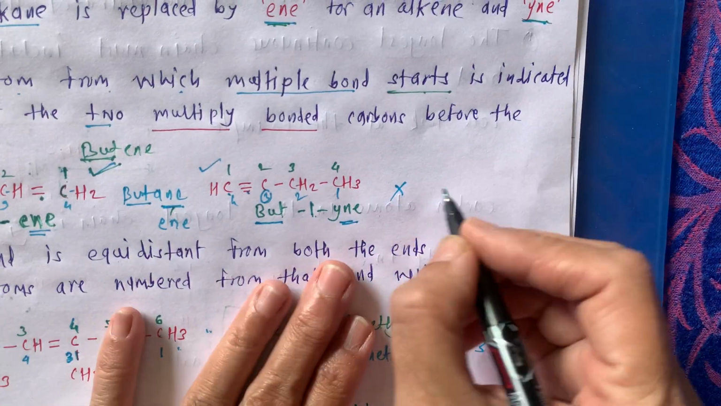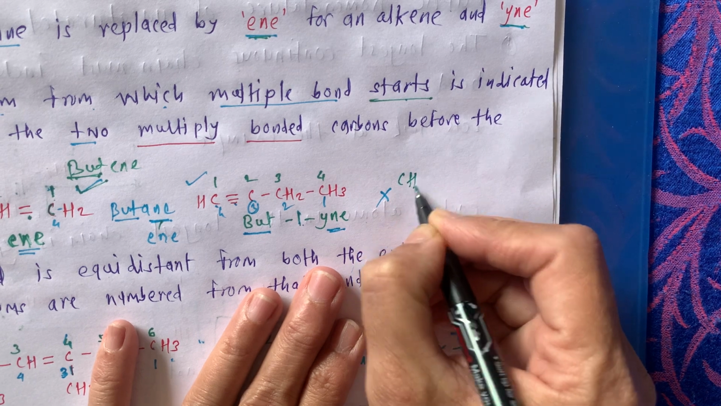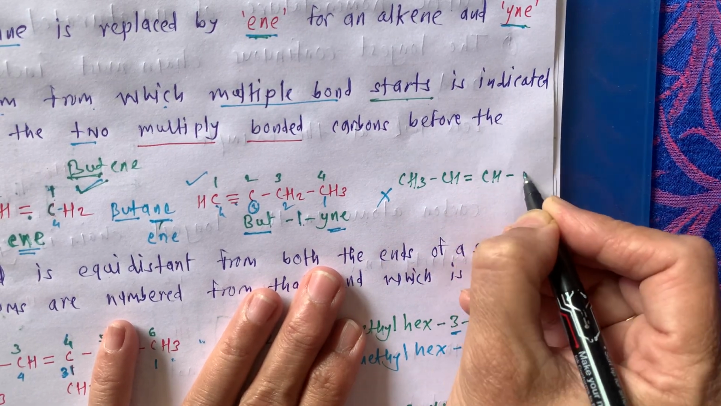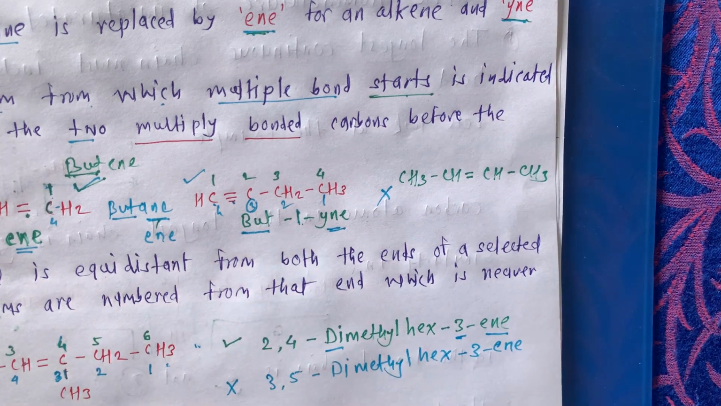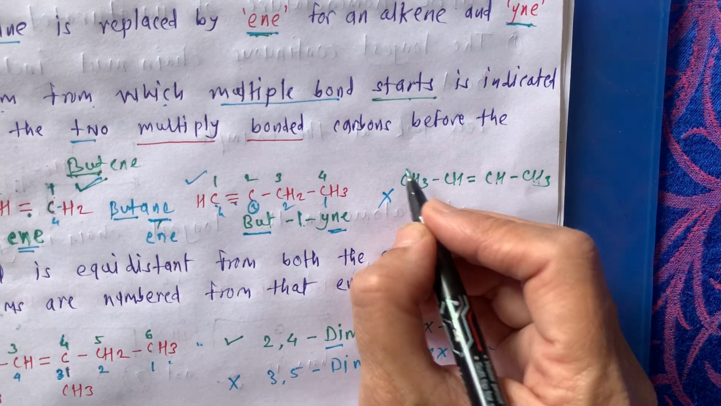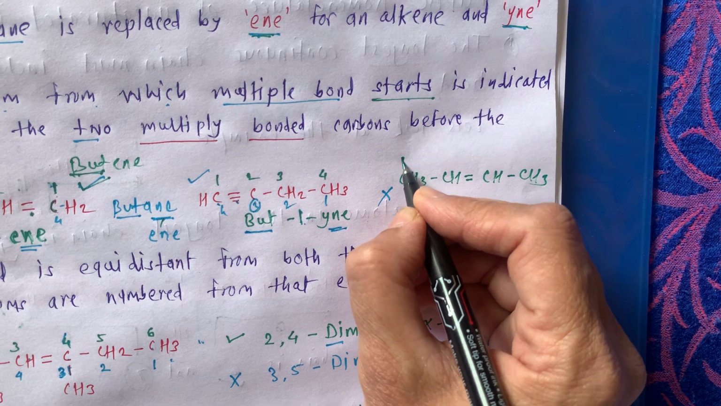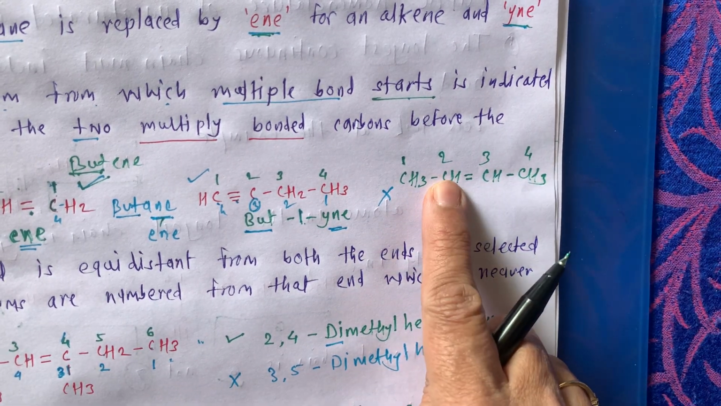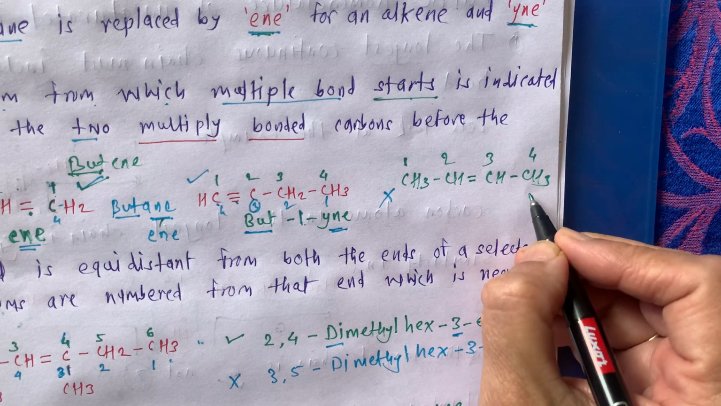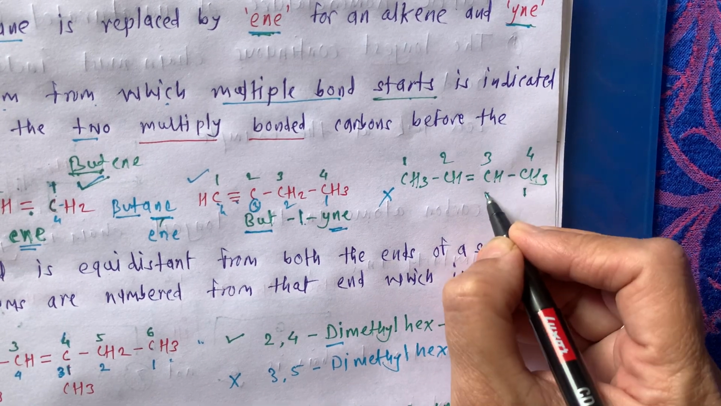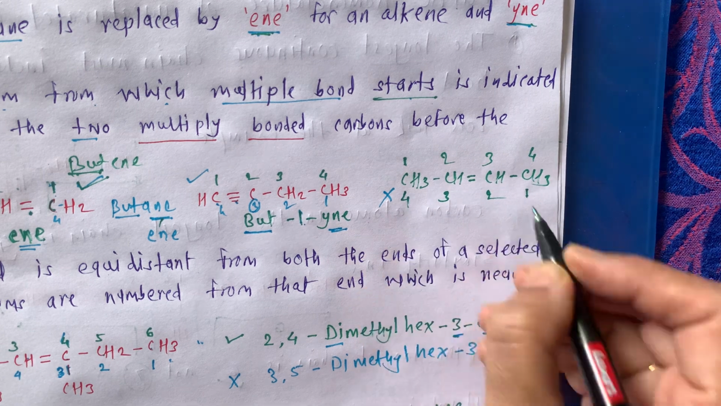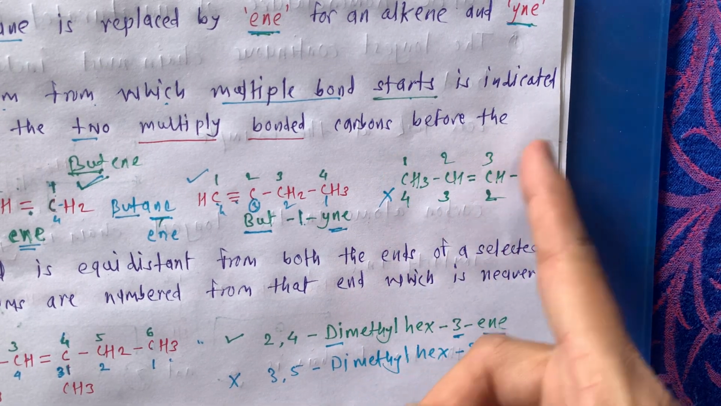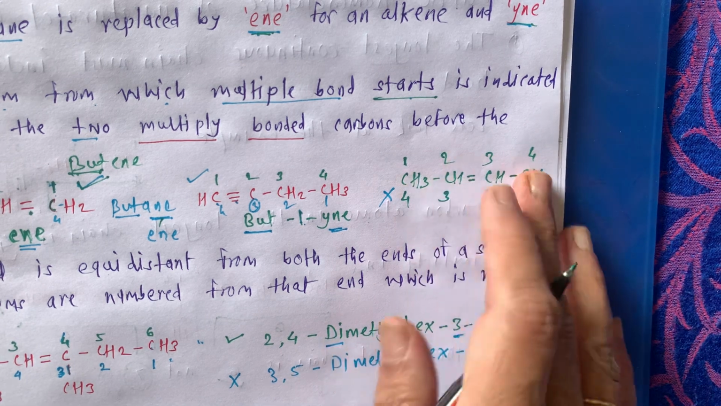Okay. Suppose now the example is like this: CH3, CH, double bond, CH, CH3. See now here. If you number from the left end, 1, 2, 3, 4, the double bond is on the second carbon. If you number from the right end, 1, 2, 3, 4, again the double bond is on the second carbon. So numbering is possible both ways and it is correct.